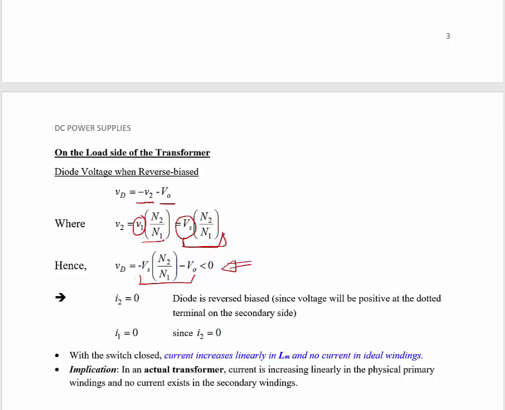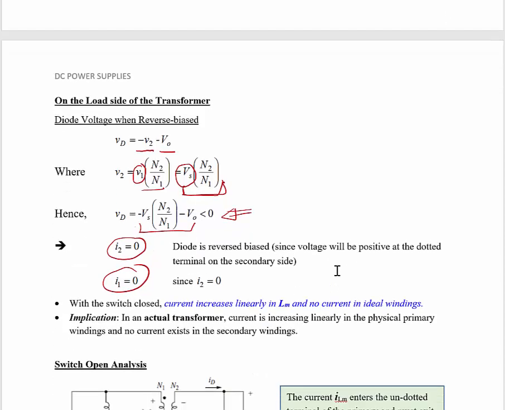In addition, we know that the current in the secondary winding is going to be 0 because the diode is reverse biased based on the direction of the current. And since the current is 0 in the secondary winding, then we expect the primary winding current also to be 0.